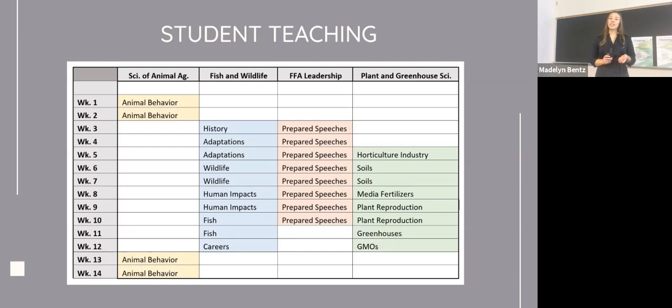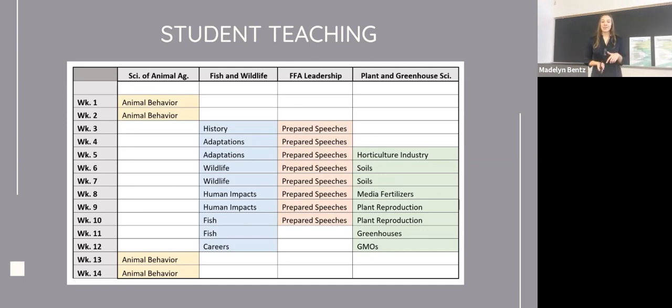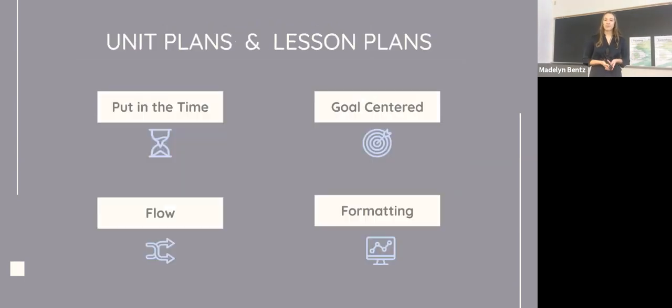For student teaching, here is what I am going to be responsible for and what I'm going to be teaching. I will be teaching in the Science of Animal Agriculture course, Fish and Wildlife, FFA Leadership, and Plant and Greenhouse Science. I always considered myself to be a big animal girl, but through unit and lesson planning and having a lot of plants on my own, I have discovered that I really love plant and greenhouse science, and I'm most excited actually for the soils unit. Though I am very, very, very green when it comes to lesson and unit planning, I've learned 4 things thus far that I would like to share.